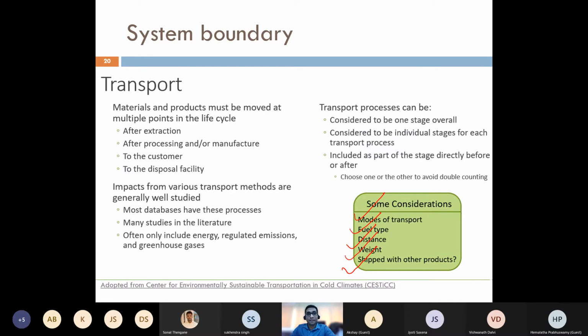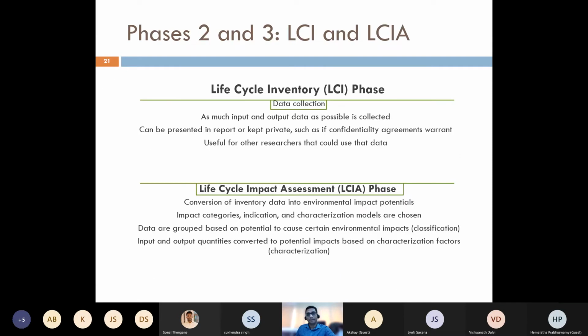So the storage of biomass coupled with transportation is one of the important aspects that needs to be taken care of when you are aiming to quantify the CO2 emissions associated with any bioenergy product.